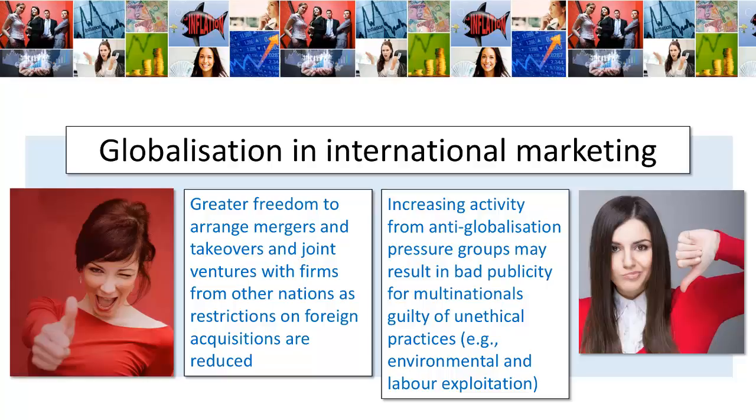Also, increased activity from anti-globalization pressure groups can result in bad publicity for multinationals, especially those guilty of unethical practices. Gap, we're looking at you. American Apparel. Environmental and labour exploitation can become big news, very damaging to companies.